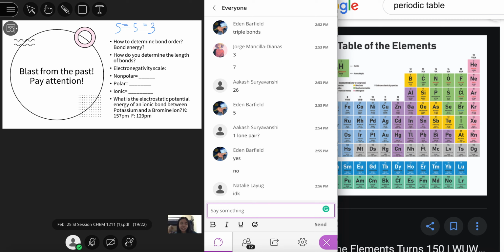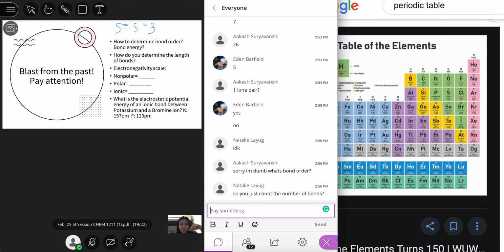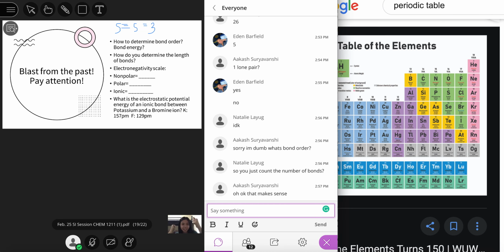What about bond energy? Because we have bond order, right? What's the bond energy? Bond order, you're just looking between the atoms at how many bonds there are. So for this one, we have 3. That's how you would determine it. For this one specifically, that you would use in the near future, I would suggest just counting that.